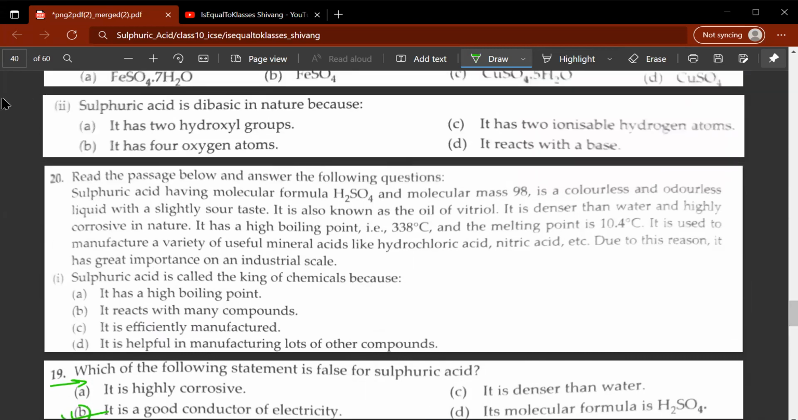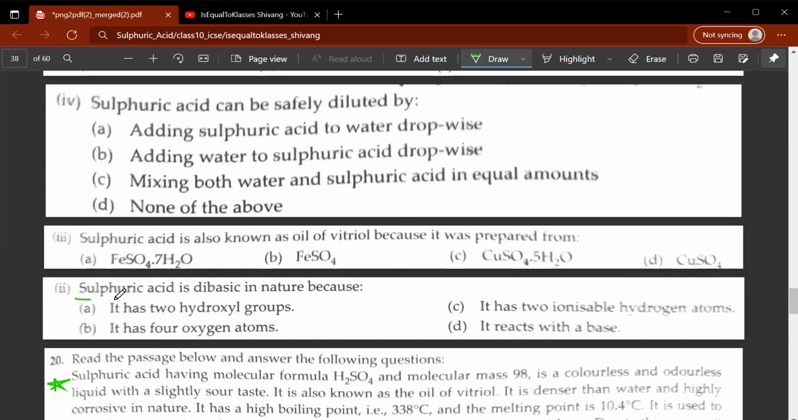Now, this is a read the passage question. So you can read this passage. If you want to pause the video, you can. So the question is, sulfuric acid is called the king of chemicals because D, it is helpful in manufacturing lots of other compounds. The second question, sulfuric acid is dibasic in nature because C, it has 2 ionizable hydrogen atoms. The third question, sulfuric acid is also known as the oil of vitriol because it was prepared from A, FeSO4.7H2O. Fourth question, sulfuric acid can be safely diluted by A, adding sulfuric acid to water dropwise.